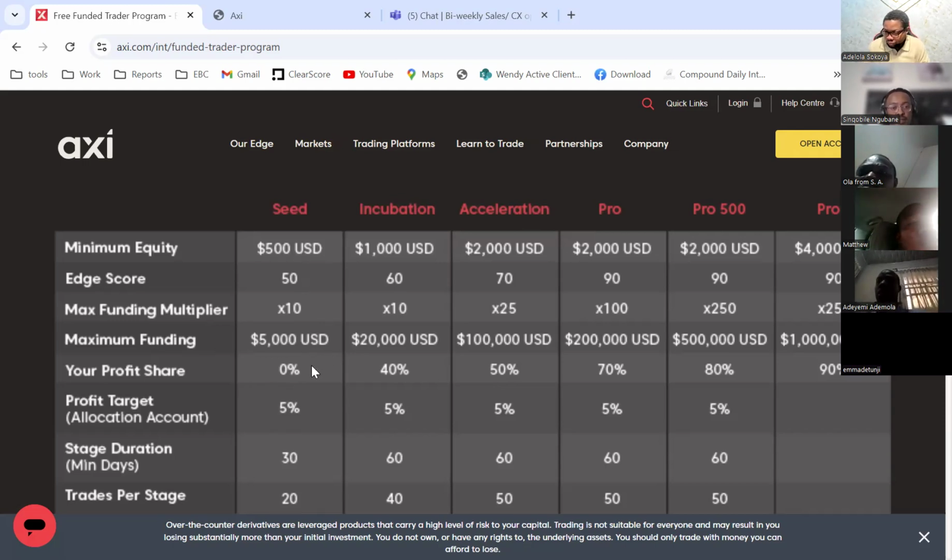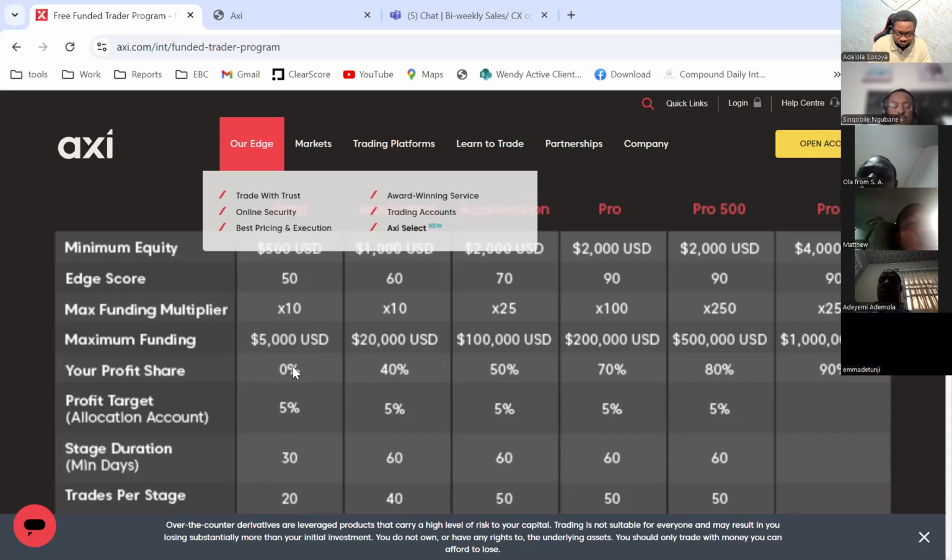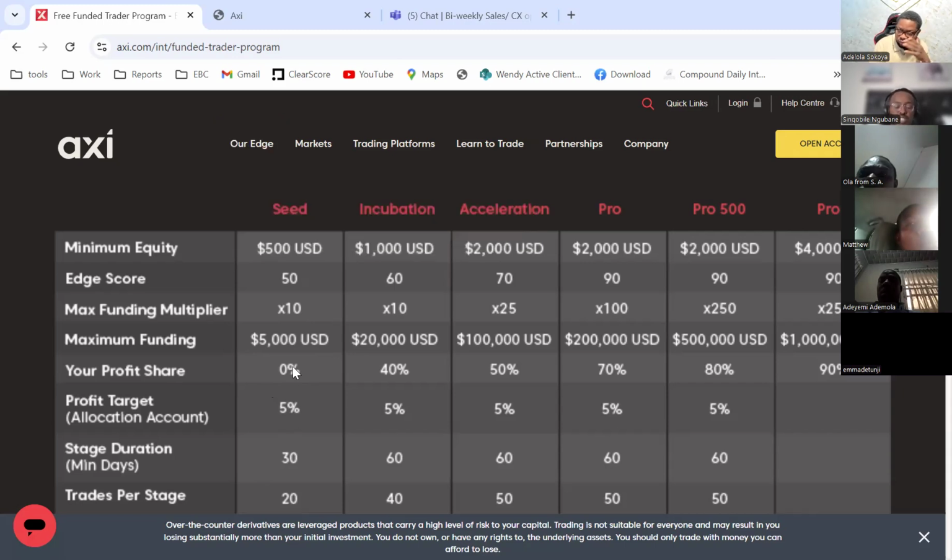AXI Select was launched last year, September, around the 23rd. When we launched, there was no profit split. However, on the 1st of August, we decided to have the profit split on the first level, which is 10%. We still need to update the site. So on the first level, you get 10% of the profits that you generate. For example, if you generate $500 here, 10% of that, which is $50, will be your profit, shared on the 1st of every month.